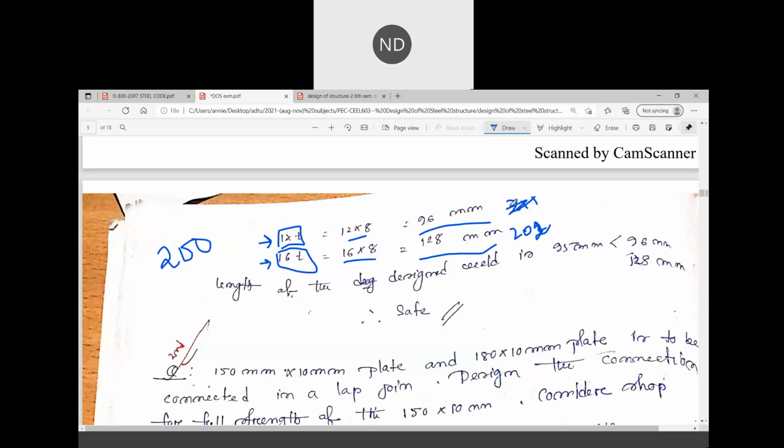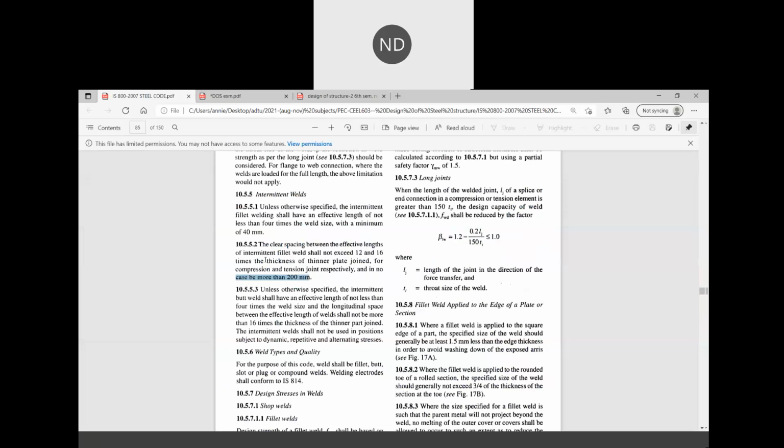But here, this is not 200, this is less than 200. One is 96, one is 128. So we can take the length of the weld to be 96 mm. So in no case should the clear spacing between the effective lengths of the intermediate fillet weld exceed 12 or 16 t, unless otherwise specified. Okay, this is for butt welds. This is for normal welds. Unless otherwise specified, the intermediate fillet welding shall have an effective length of not less than 4 times the weld size with a minimum of 40 mm.